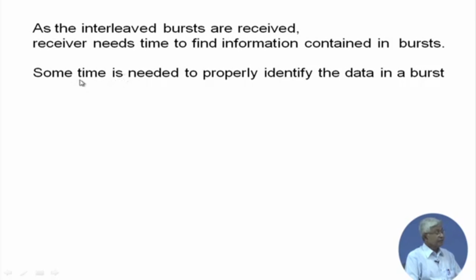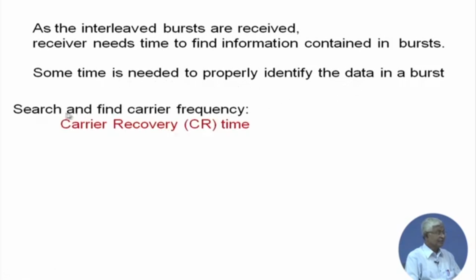For the receiver, some time will be taken to properly identify a burst. A demodulator has to identify where the burst is in terms of frequency. So it has to search and find the carrier frequency, because the demodulator might have some VCO or center frequency in free running condition, and suddenly at the input another carrier has come which may have a slightly different frequency, because of various reasons in the receiver, the transmitter and the intervening path. So it takes some time. That time is called carrier recovery time.